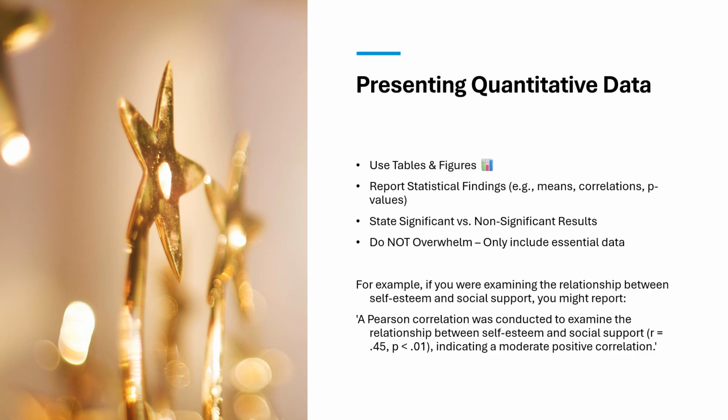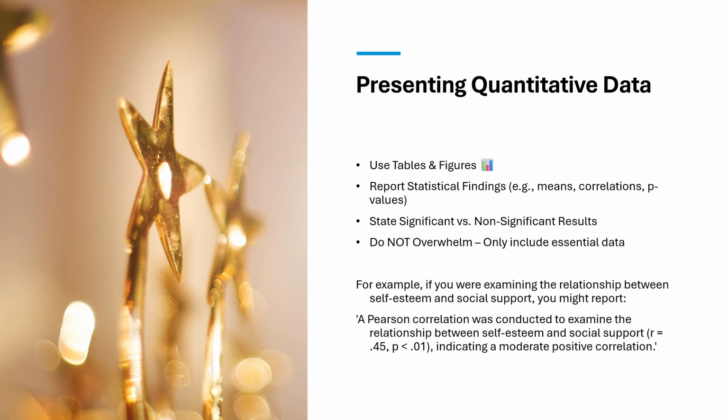If you're working with quantitative data, it's essential to present your numbers clearly and concisely. You want to use tables and figures to summarize numerical findings. These visuals should be labeled properly and referenced in the text. Report statistical results in APA format. That means including mean values, standard deviations, p-values, effect size, and correlation coefficients where necessary. Clearly state whether the results were statistically significant or not. Finally, avoid overloading the reader with too much data. Focus on what is most important to answer your research question.